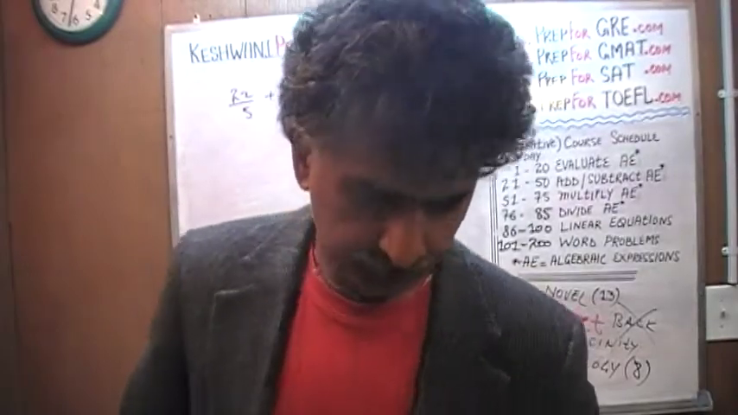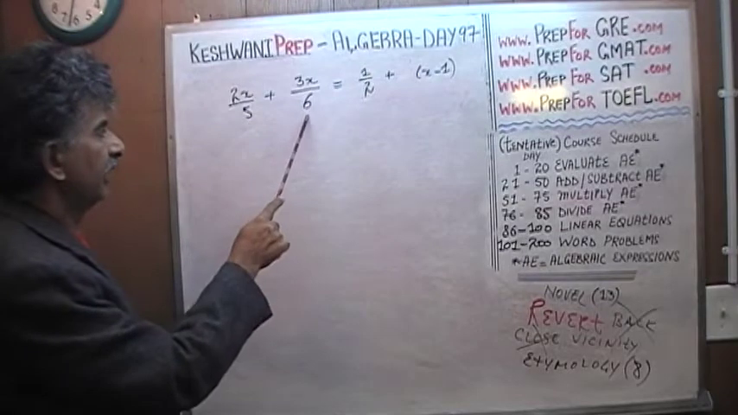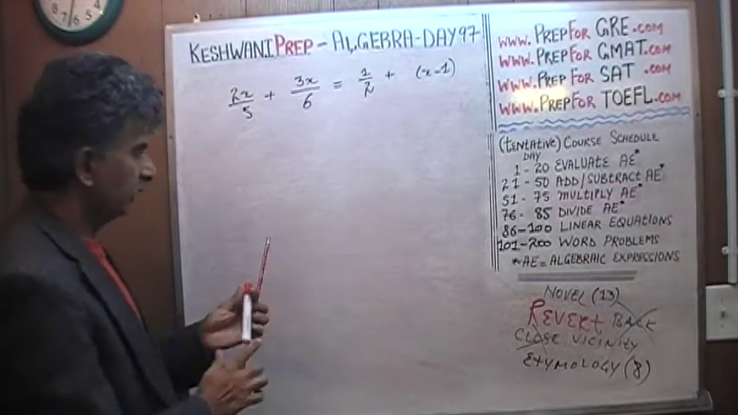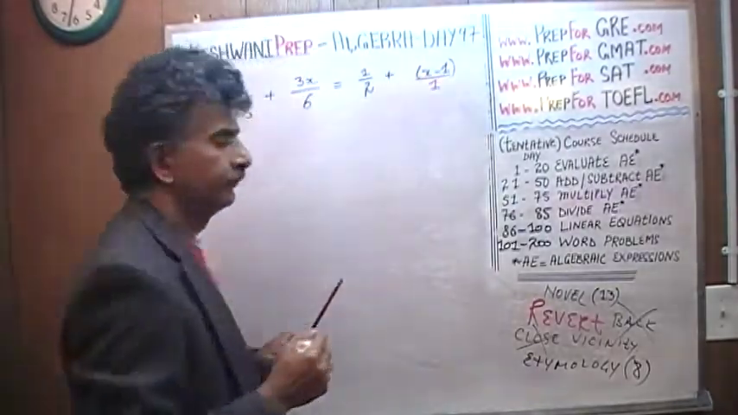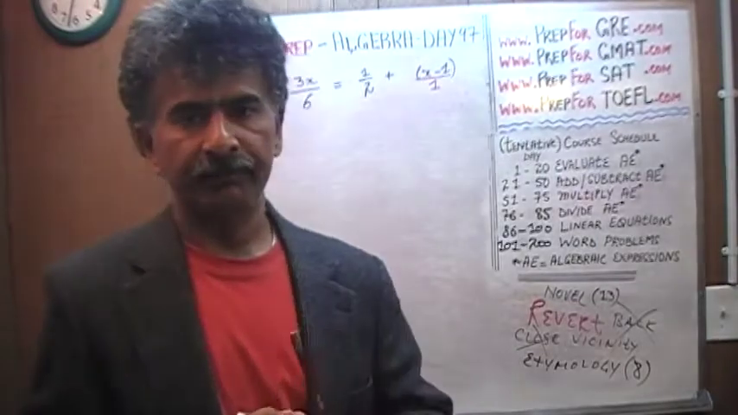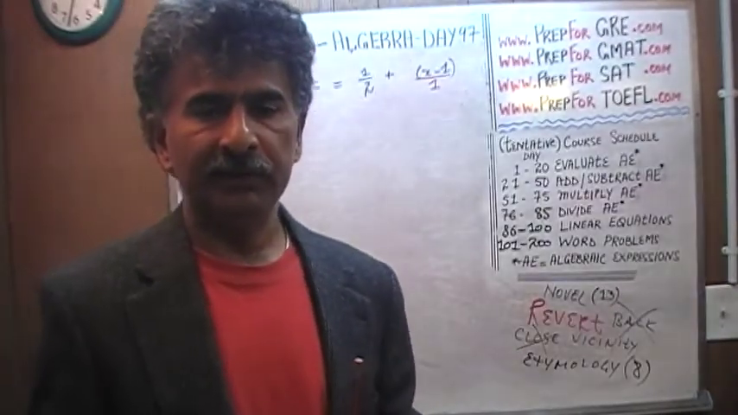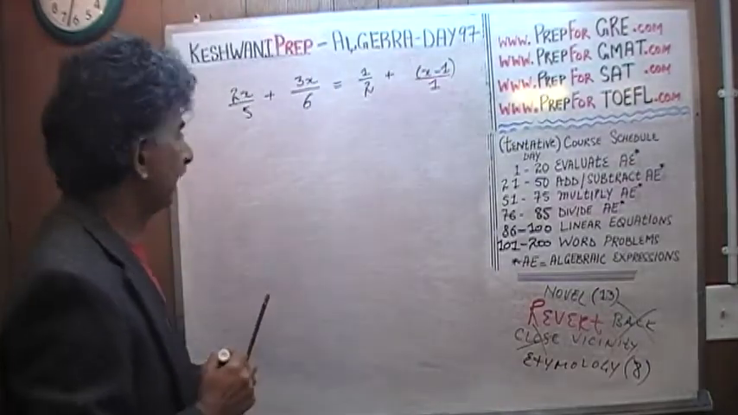First thing we have to realize is that we have a denominator of 5 here, a denominator of 6 here, a denominator of 2 there, and a denominator of 1 here. They all have different denominators. We need to find a common denominator, or to be more precise, the least common denominator. What's going to be the least common denominator of these numbers?